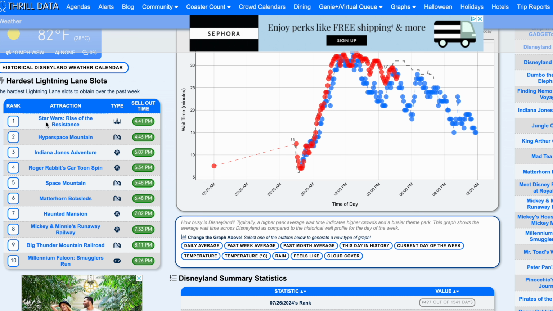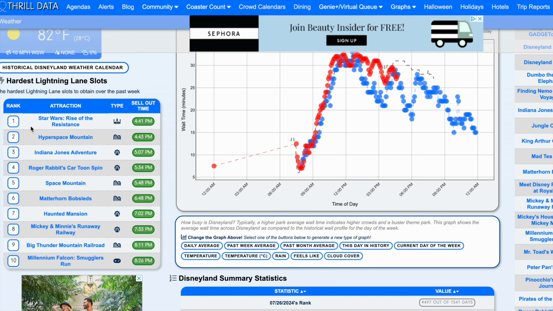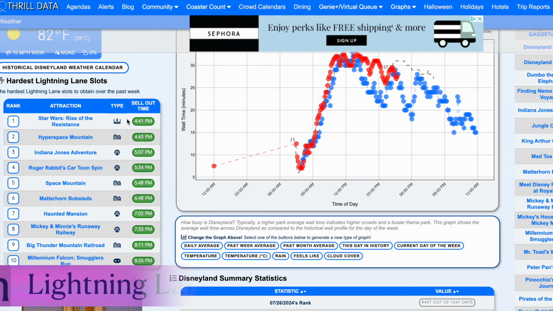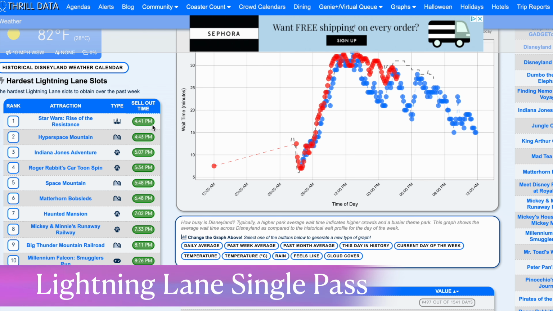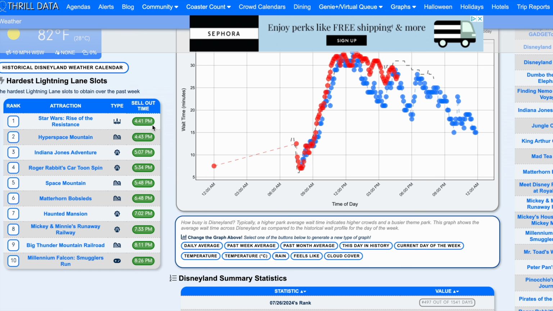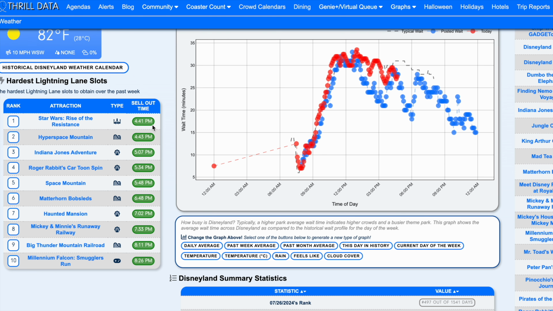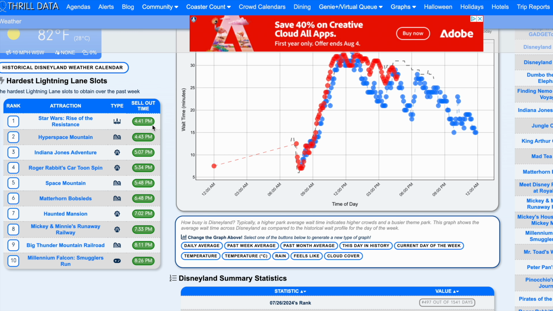Also, keep in mind, some of these are lightning lanes you have to pay for, like Rise of the Resistance is actually a paid lightning lane. And so what I've heard is really different at Disneyland is that when you buy the single pass lightning lane, is what it's now called, where you have to purchase it individually for the premium ride. At Disney World, those can sell out really early in the day, whereas at Disneyland, they sell out later, but also you cannot pick an individual time slot.